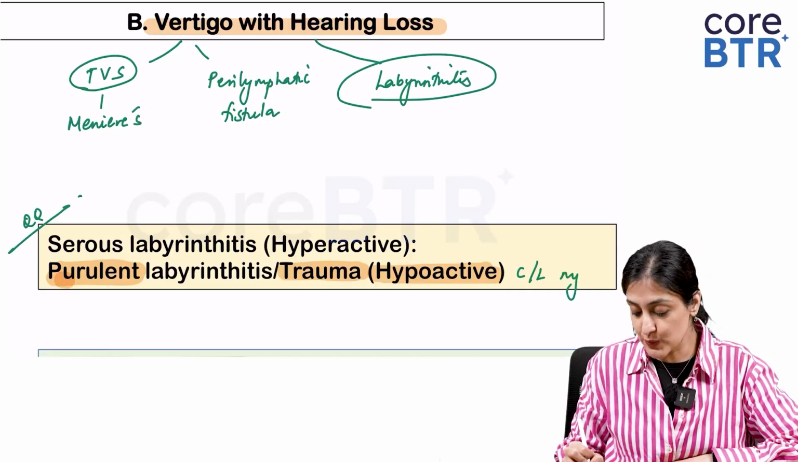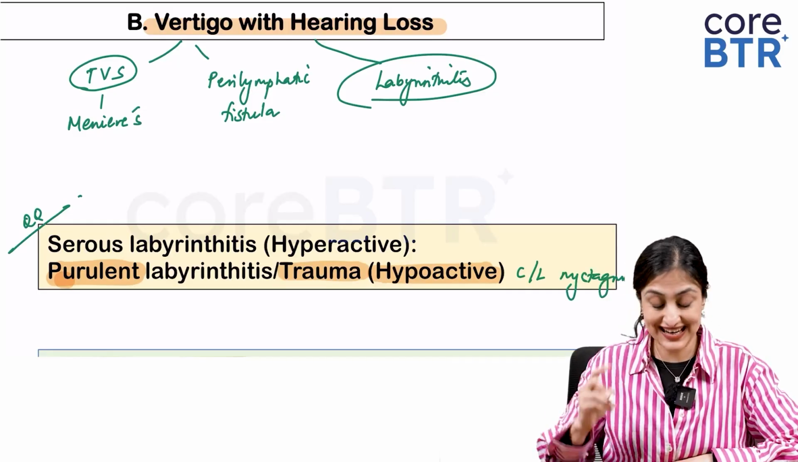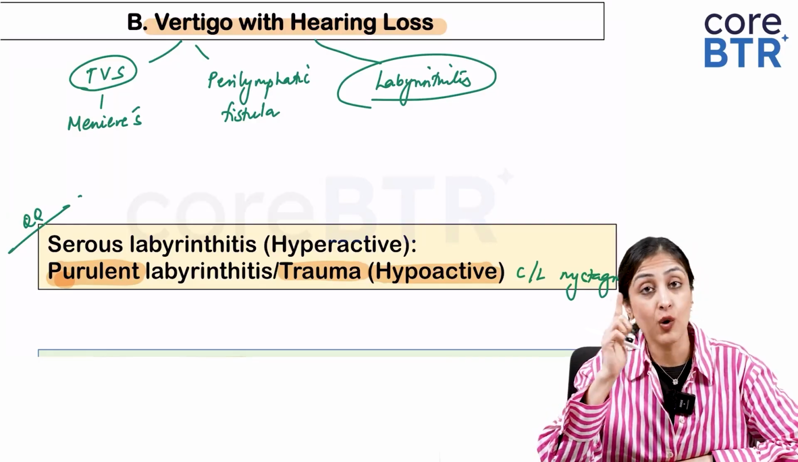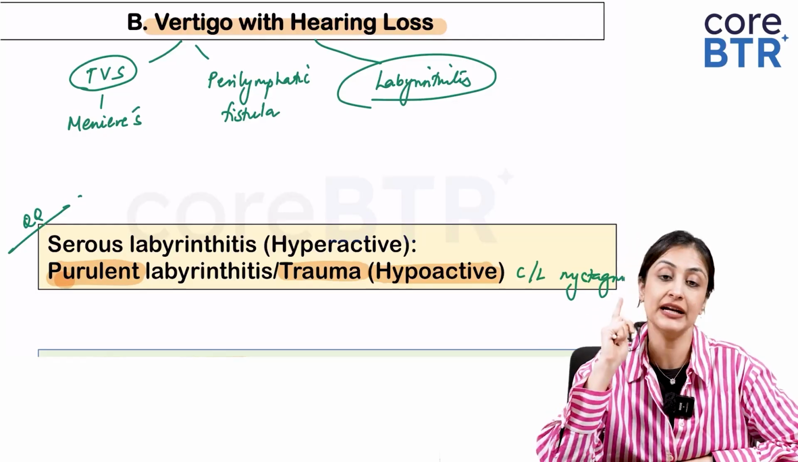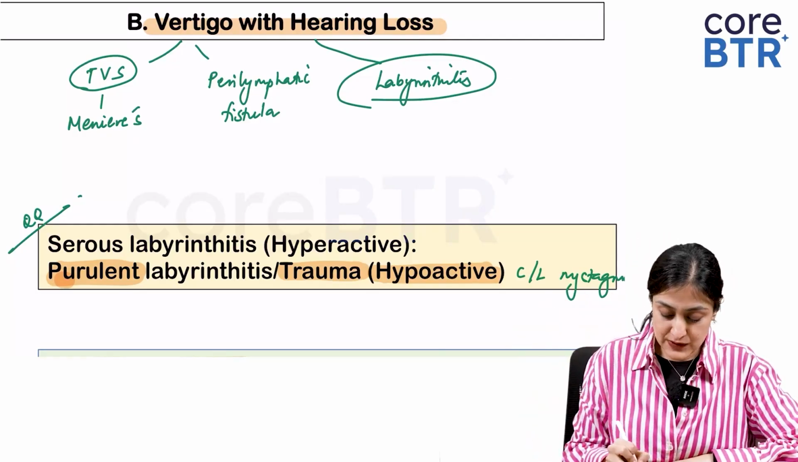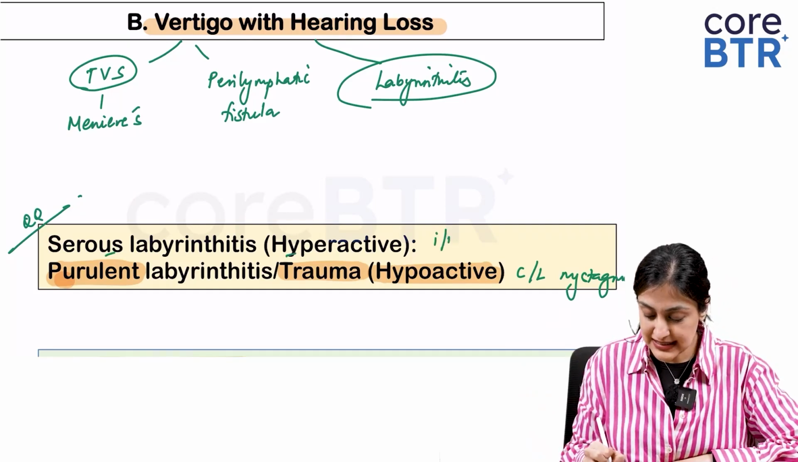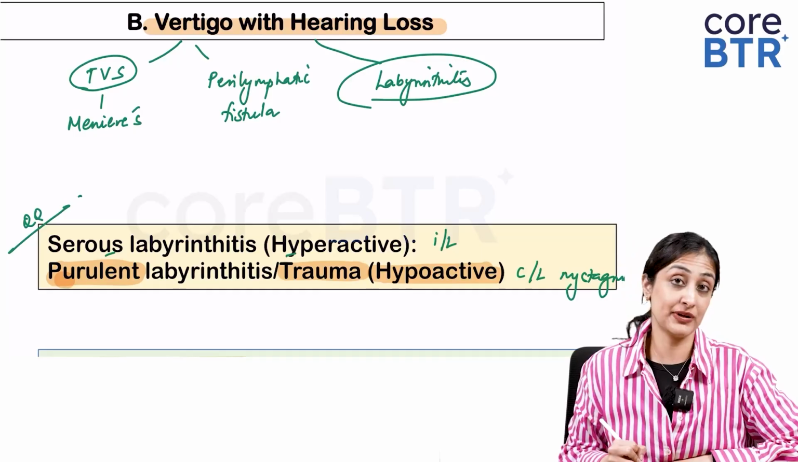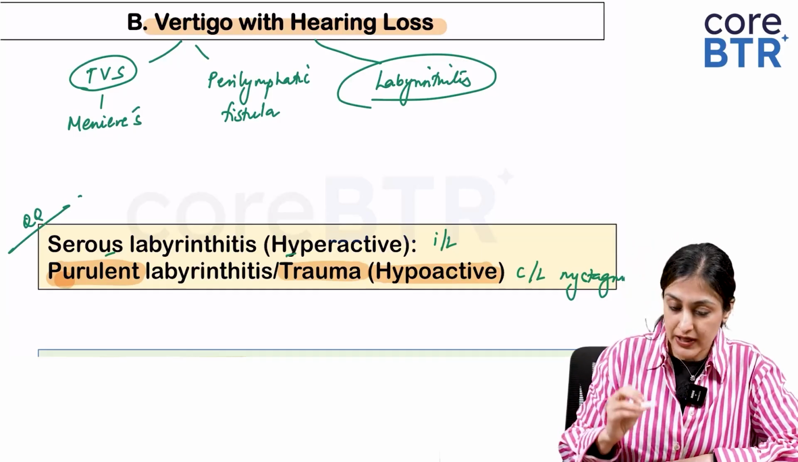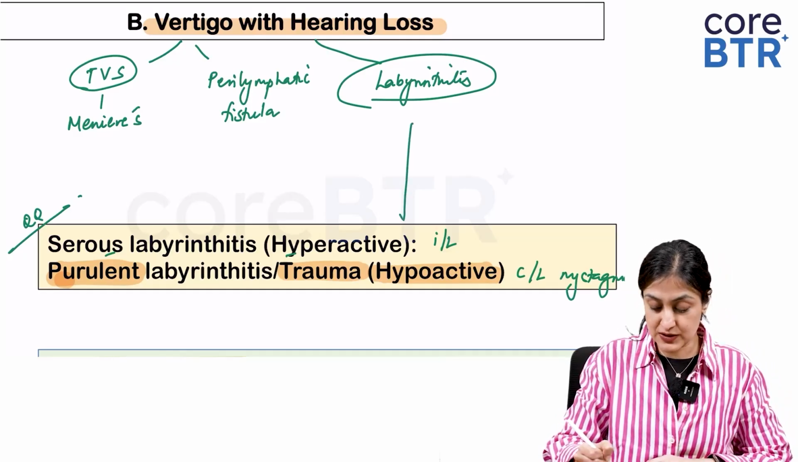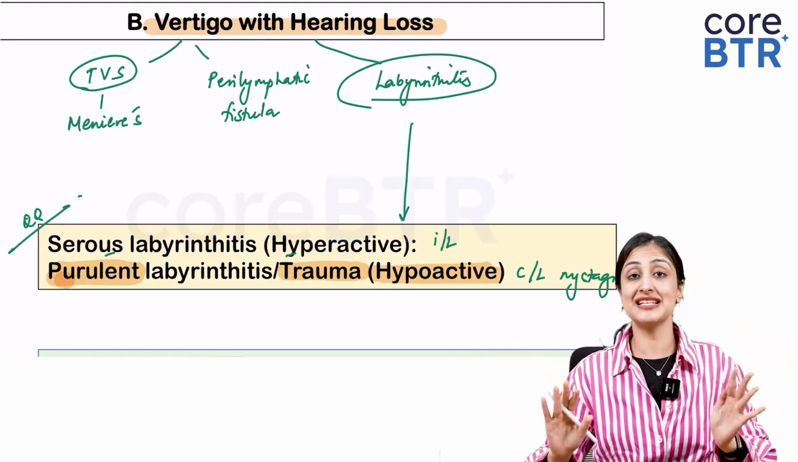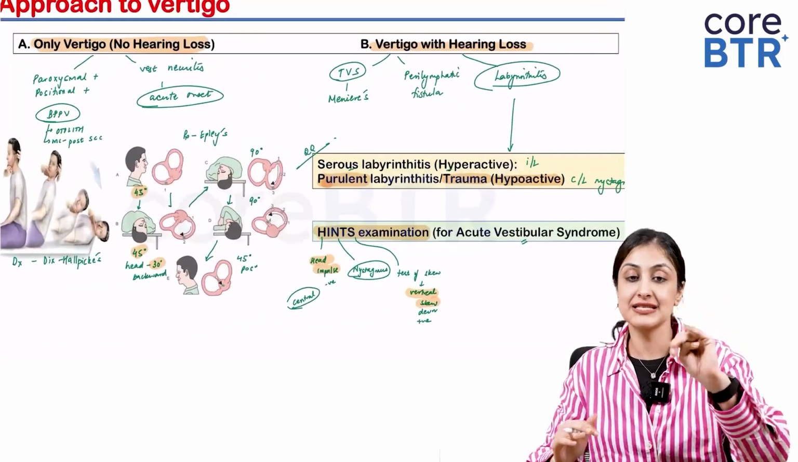Contralateral. So let's say I have right-sided labyrinthitis, my horizontal fast component of nystagmus will be on the left side. The only place where it's ipsilateral is serous labyrinthitis or hyperactive labyrinthitis. So labyrinthitis, fistula, TVS, and for labyrinthitis, remember it's contralateral unless they mention hyperactive or serous.